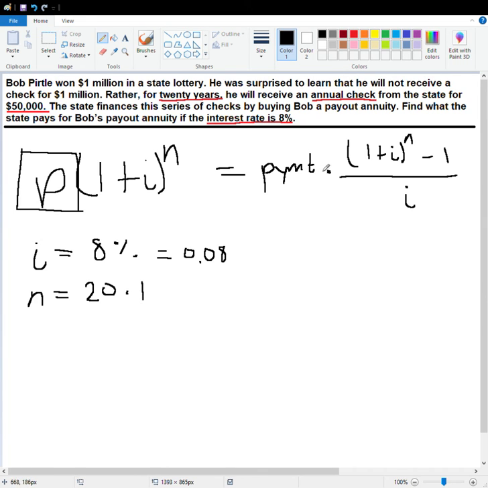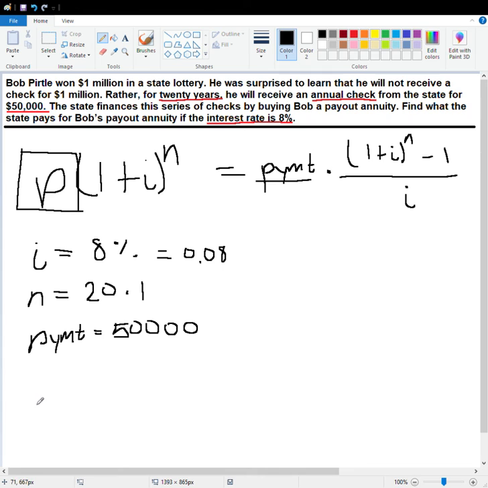What else do we need? We need this payment right here. And what is this payment going to be? It should be this 50,000. This is the only other information that we can glean from this. It says he will receive an annual check from the state for 50,000. So yes, 50,000 will be our payment from the state to Bob. Now that we have all the information, it's just a matter of plugging it in and solving for P.